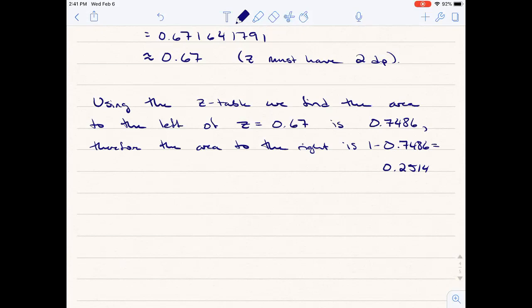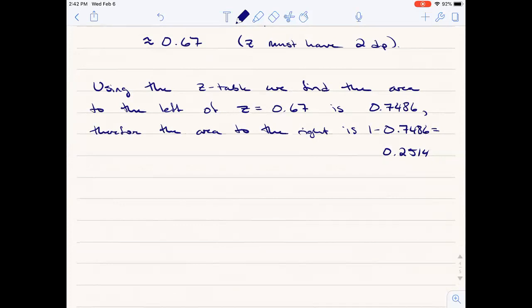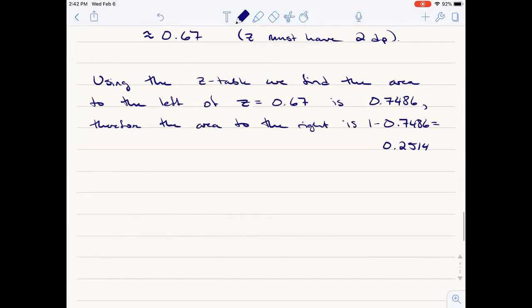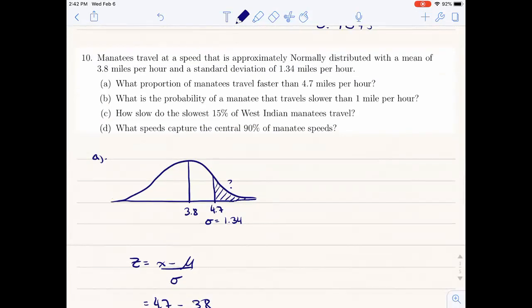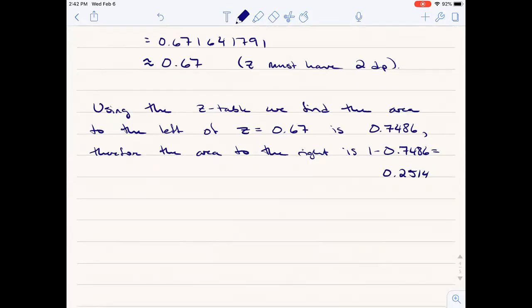When I'm marking these, all I'll be looking for is the number. I don't actually read what you write. So if you don't want to write a blurb, it's okay. But it's nice to write a blurb. Get in the habit of writing a blurb, just to answer the question. So that's what I'll do. I just reword the question as an answer. The proportion of manatees that travel faster than 4.7 miles per hour is 0.2514.